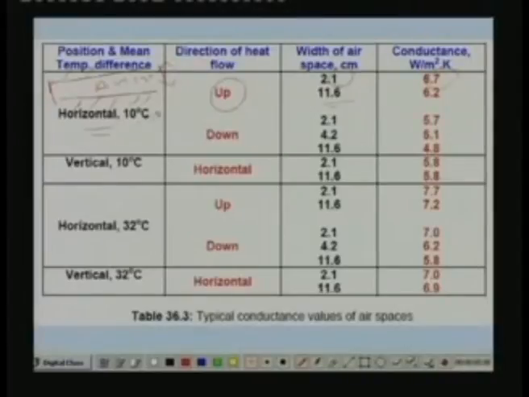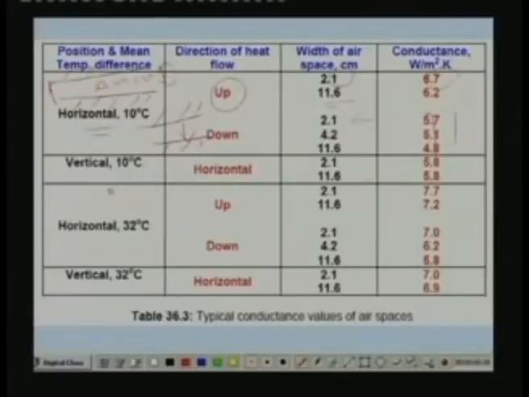On the other hand, for a temperature difference of 10 degrees centigrade, that means T1 minus T2 of 10 degrees centigrade, if the heat flow direction is downwards, that means you have two surfaces like this and heat is flowing in this direction, then for different air gaps you have the conductance values 5.7, 5.1, 4.8.